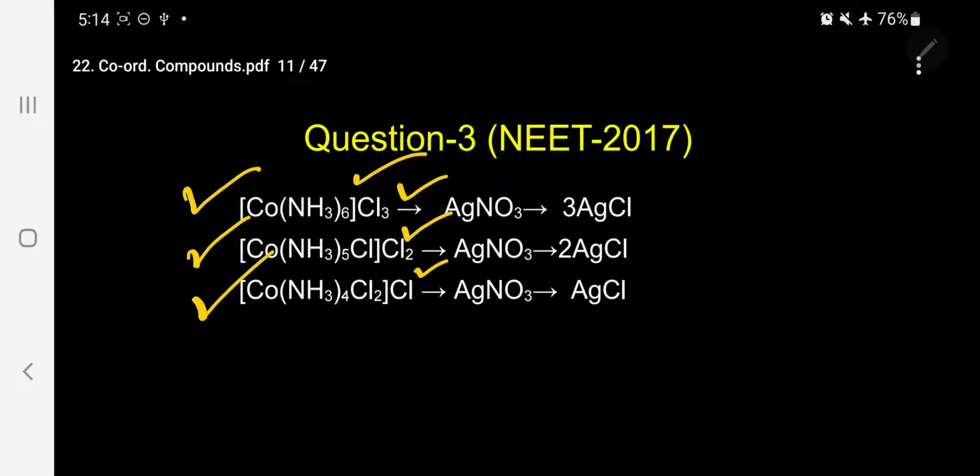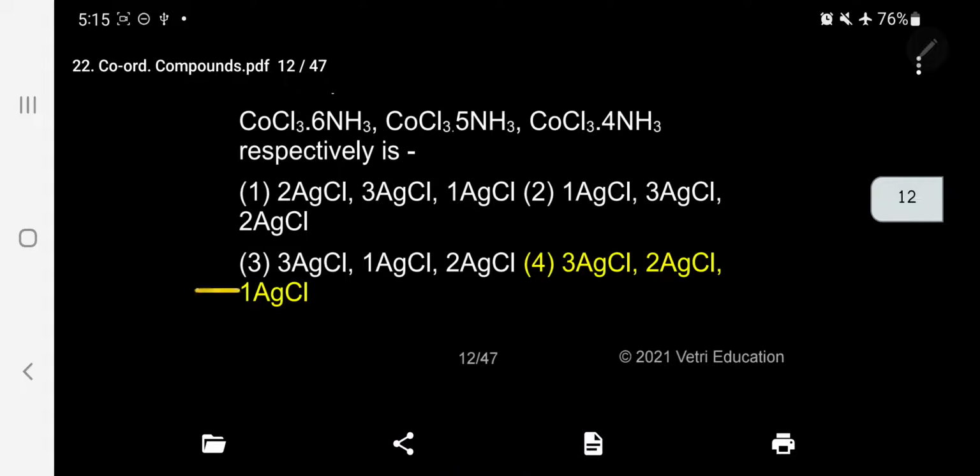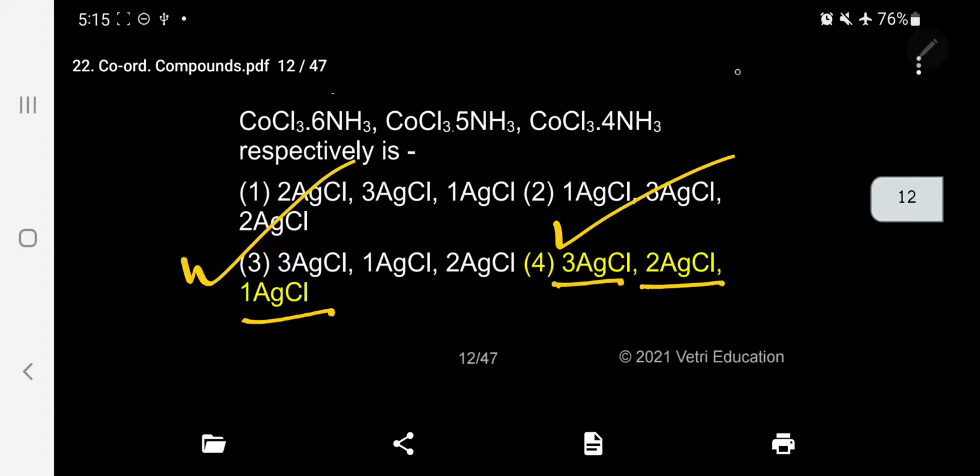So when you treat with silver nitrate, what will happen now? Here 3 AgCl will form. In the second case 2 AgCl will form. In the third case only 1 AgCl will form. Only the ion present outside the coordination sphere can be precipitated. The ion present inside the coordination sphere cannot be precipitated. It is a complex. This is the basic idea. So kindly follow now. What is the correct answer? The correct answer is, sorry, 4. That is 3 AgCl, 2 AgCl, 1 AgCl is the correct answer.